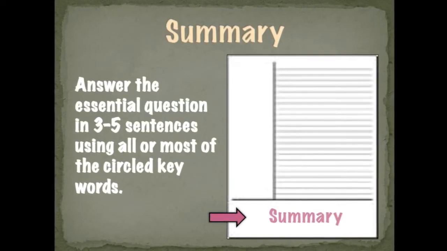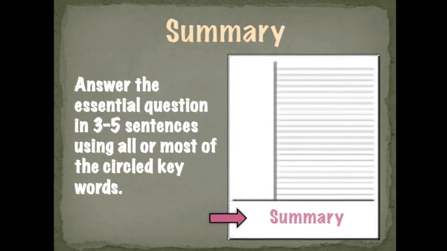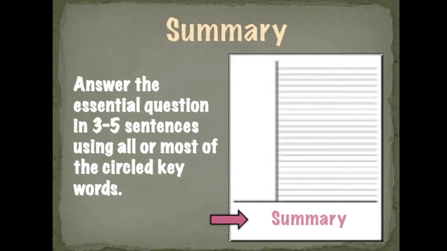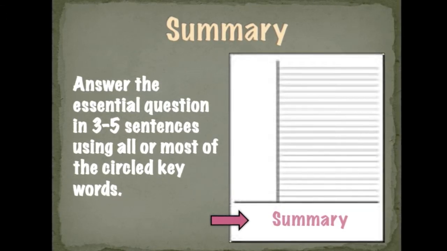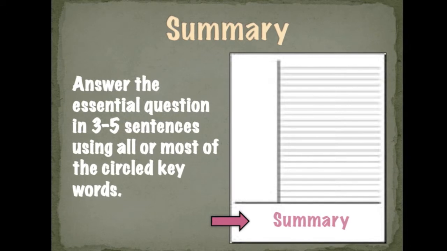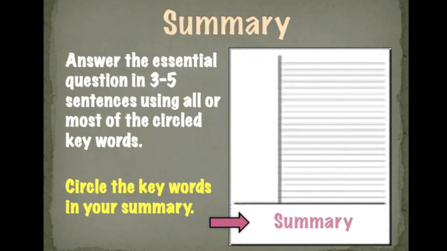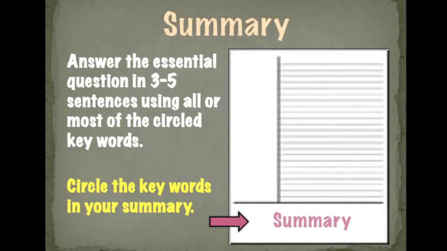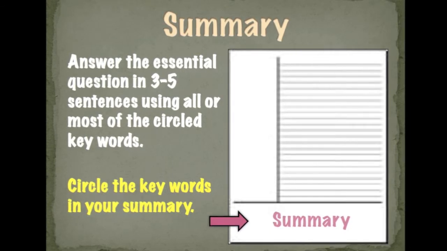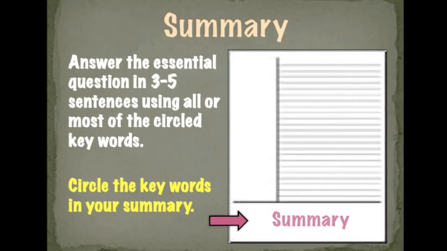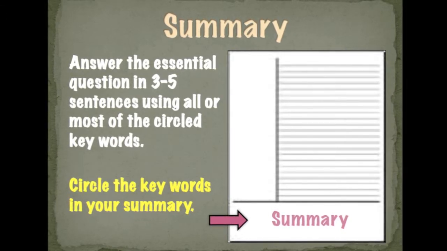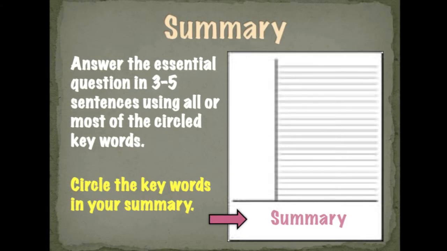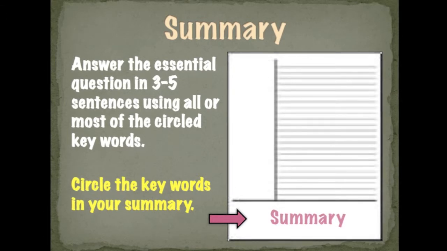Now that you've had a chance to synthesize the information in your notes, write a summary on the bottom of the last page of your notes that answers the essential question in 3 to 5 sentences using all or most of your circled keywords. When you've finished writing your summary, circle the keywords you've used. Did you use all or most of them? Did you completely answer the essential question? Was there more than one correct answer to the essential question? There often is, and it doesn't hurt to answer the question in a variety of ways in the summary.